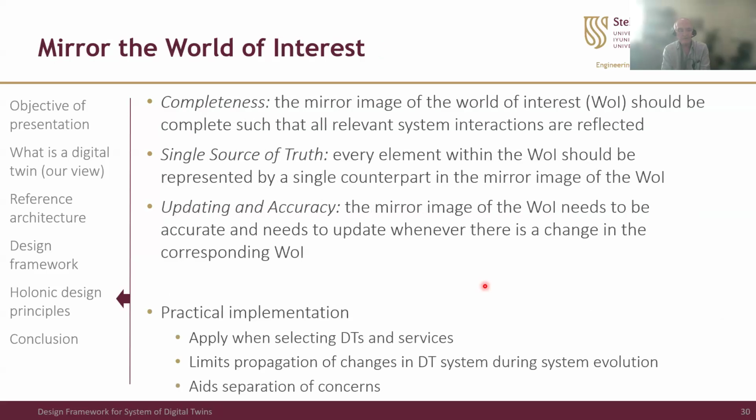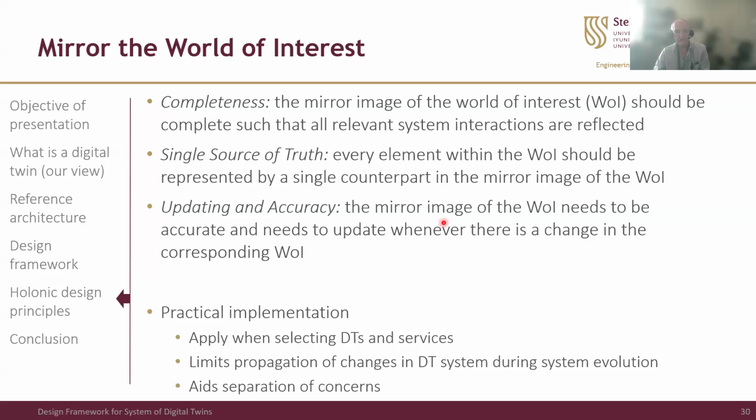Then mirroring the world of interest, we think, is a very important principle. And that is in our digital twin hierarchy in particular. So it must mirror it in the respect that it must be complete, and determining which part of the world of interest you should mirror, that's part of the designer's job. We try to follow the principle that there's a single source of truth. So the digital twin hierarchy in our case is the single source of truth about the physical world. And then to be the single source of truth, it must update and be accurate. So that really matches the digital twin paradigm.